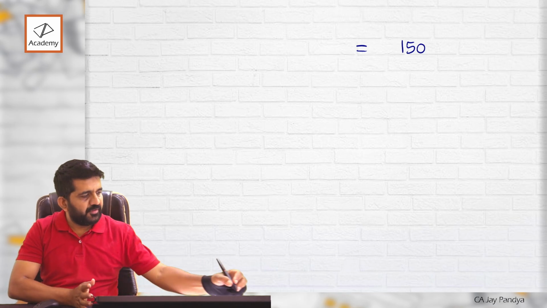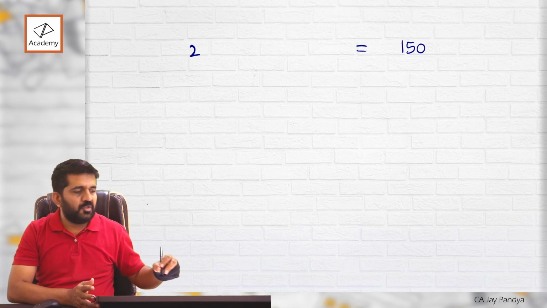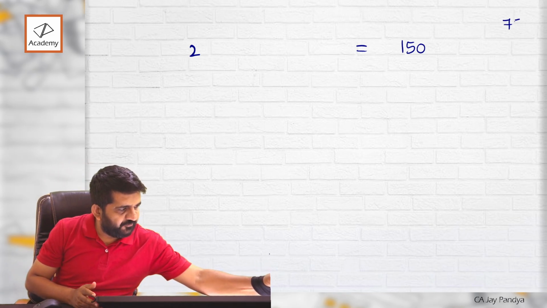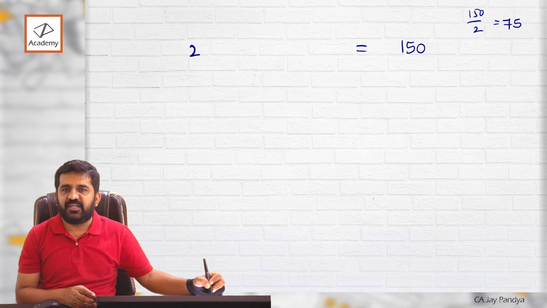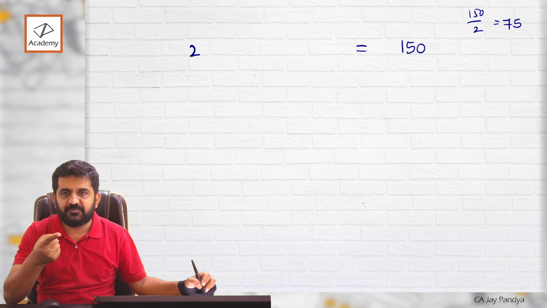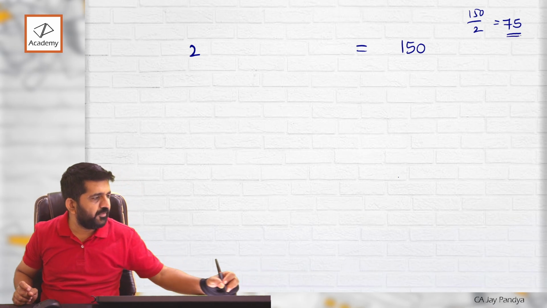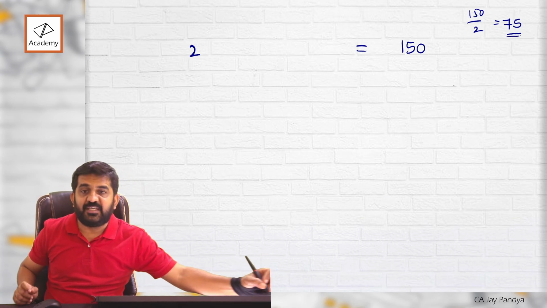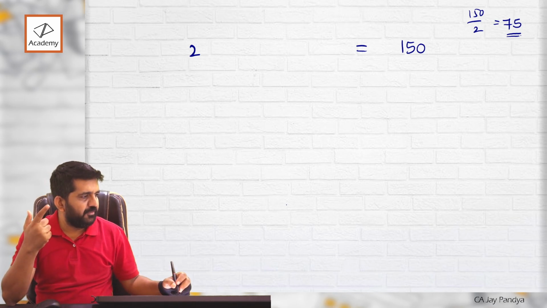Alright, last, 150. 2. What is the remainder? 75. Believe me, 150 divided by 2 will be 75. 75 always comes in the table of 5, right? It will be 15 5s are 75.